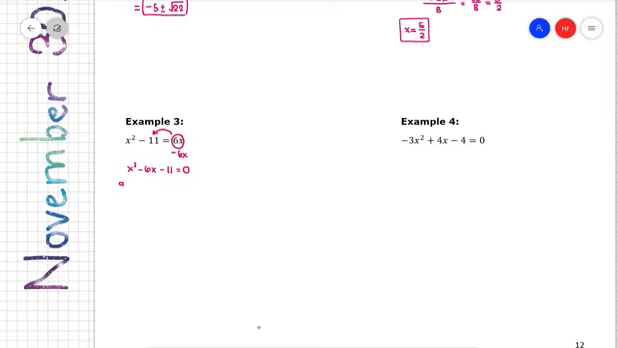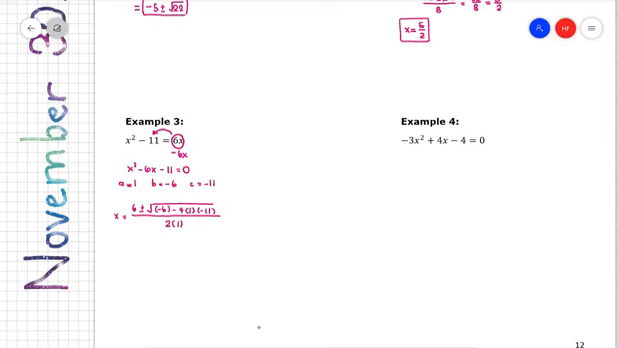So I'm going to write out what a, b, and c are. A is 1, b is negative 6, and c is negative 11. And now I'm going to use the quadratic formula. So x is equal to negative b plus or minus the square root of b squared minus 4ac, all over 2a. See? We didn't even have to scroll up to see the quadratic formula.